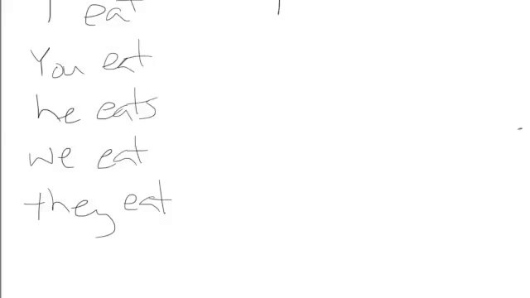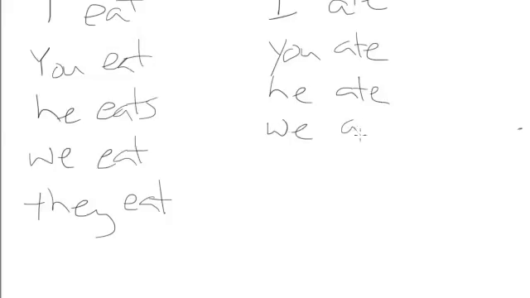So to conjugate the verb to eat: I eat, you eat, he eats, we eat, they eat. And for past tense, it is not I eated, but I ate. You ate, he ate, we ate, they ate. So it's always ate, for each subject.